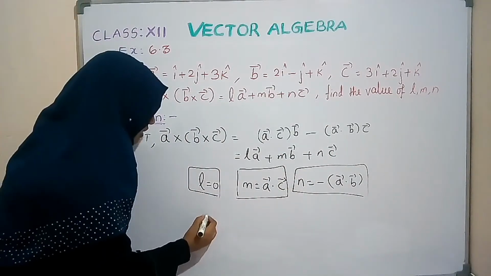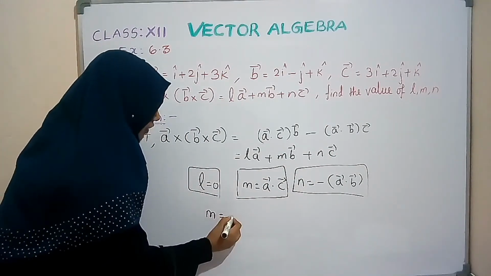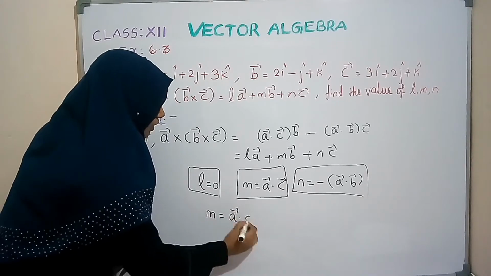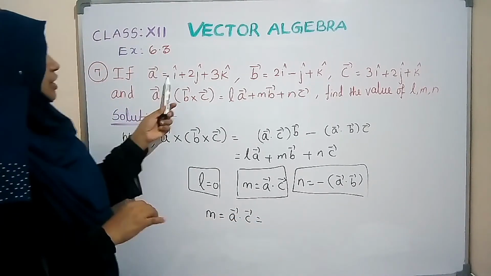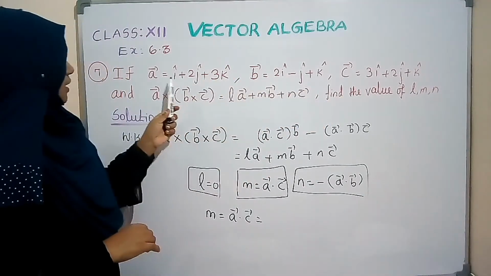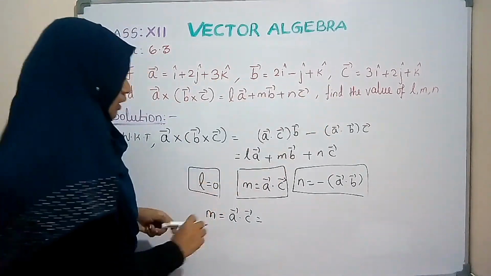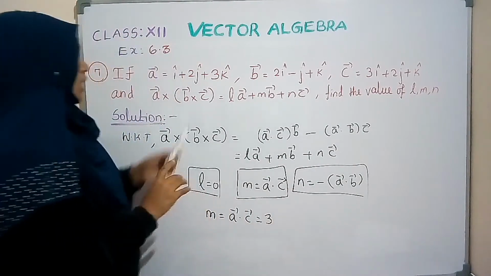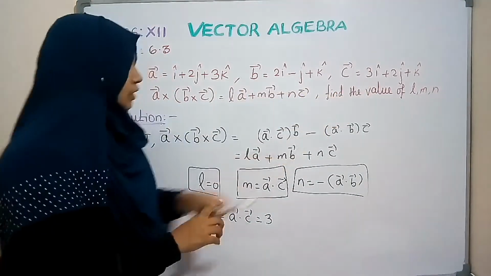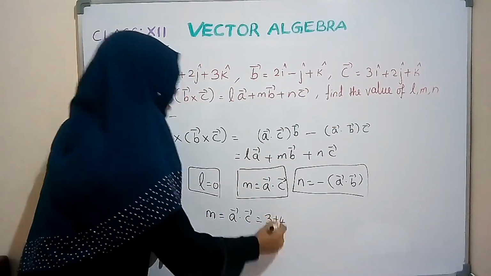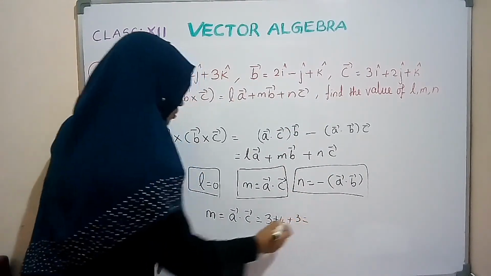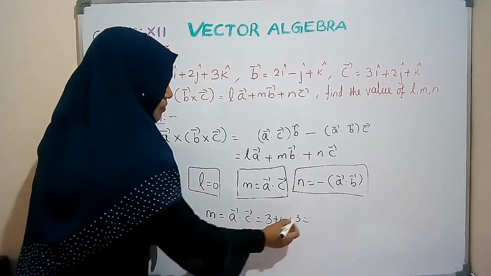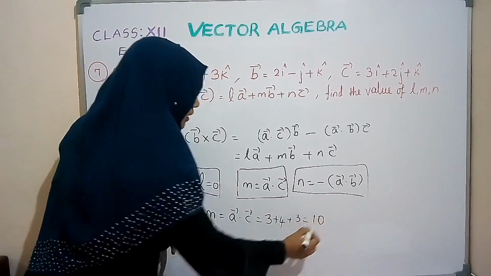So let's calculate M. It is A vector dot C vector. Directly I am multiplying the coefficient of A vector and C vector. 1 into 3 is 3, and then 2 into 2, which is 4, and 3 into 1 is 3. So it is 3 plus 4 plus 3 is 10.